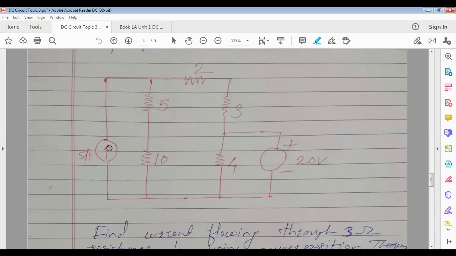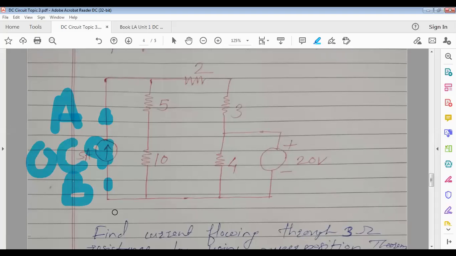Now which one is the rest source? The 5 ampere. That you have to make inoperative. Will you make it short or open? Open. Suppose I mark these two terminals A and B. Making it open means, from the circuit remove the 5 ampere current source and keep these two terminals open. So here an open circuit will be there. Open circuit means resistance is maximum, infinity. It means no current will flow from A to B.